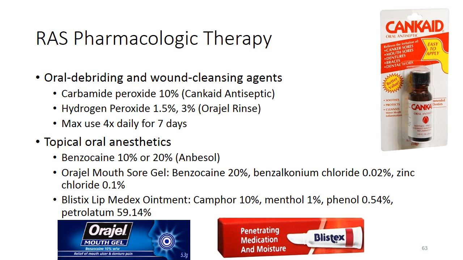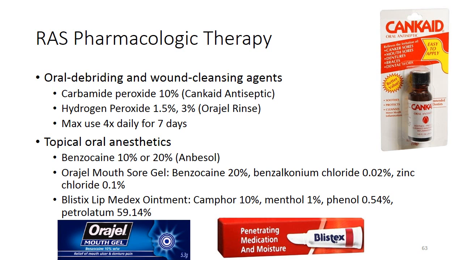There are several types of pharmacologic therapies for the treatment of RAS. The treatments reduce the symptoms, but they do not prevent recurrence. Table 31.5 lists several brand name products. Oral debriding and wound cleansing agents may be used to cleanse the ulcer and provide temporary relief of discomfort. A few drops are applied to the lesion and allowed to remain in place for 1 minute.